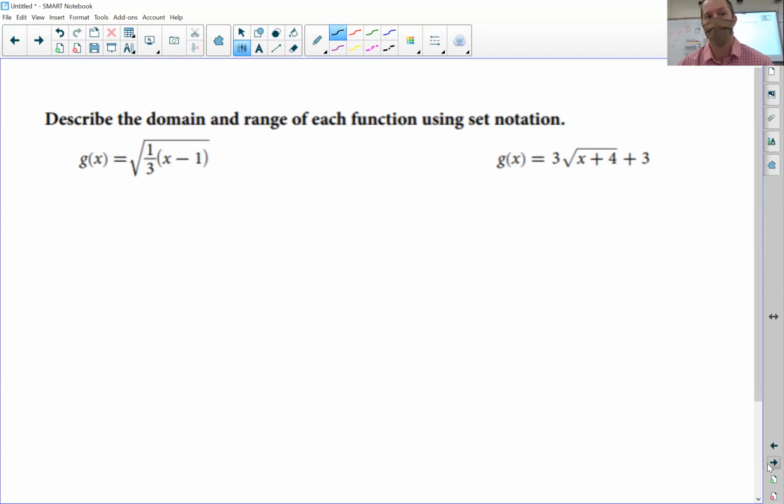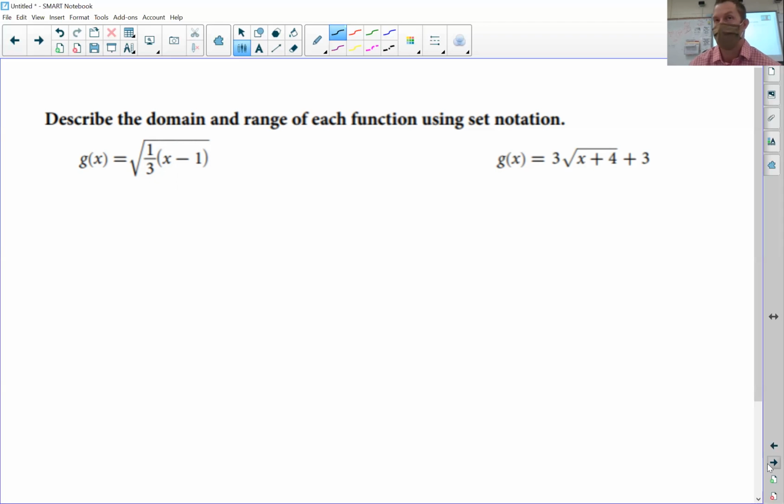Now, more review. We also have to describe the domain and range using each of the functions in set notation. Now, the domain and range. When we were talking about functions and it was a polynomial, the domain was all real numbers, right? And we could do that for everything that was odd. When it was even, we had to restrict, yes? What about the range? Same concept? Odd powers were all real numbers. Even powers we had to restrict. Same kind of concept here.